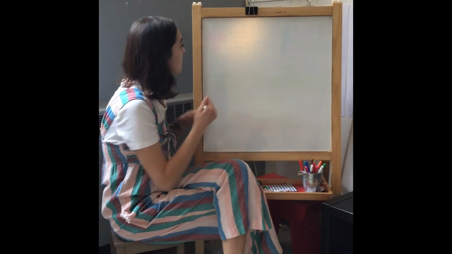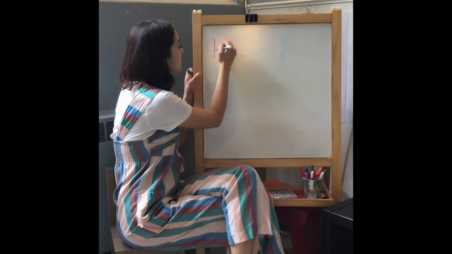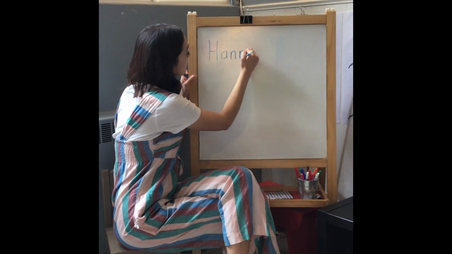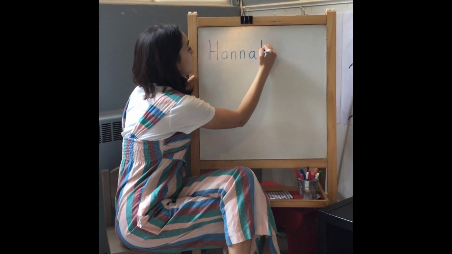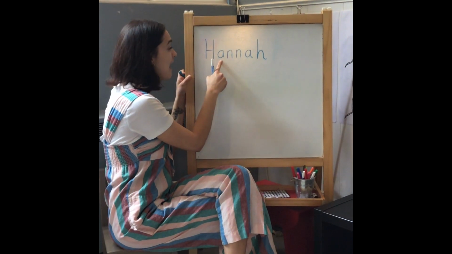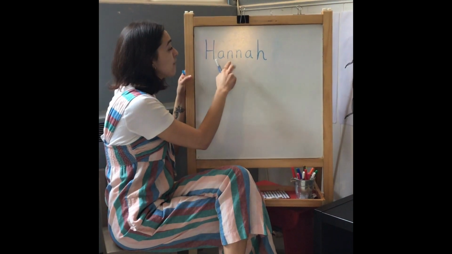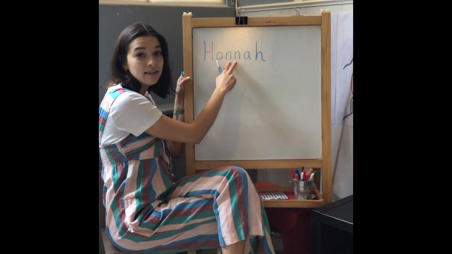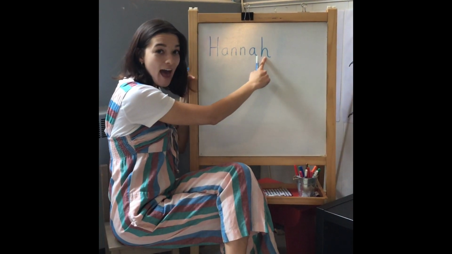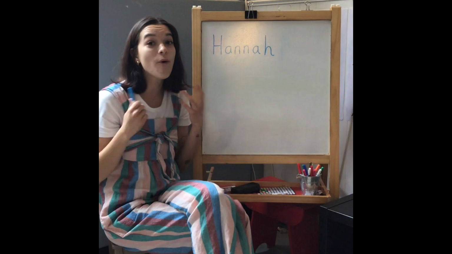So for my name, I start with the letter H sound. I have a letter H, A sound, and A sound. Then I have two N's, N, A, and sound. Now, I'm going to go ahead and trace the whole alphabet.